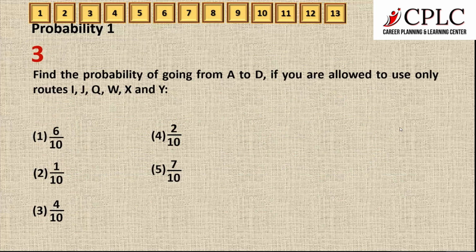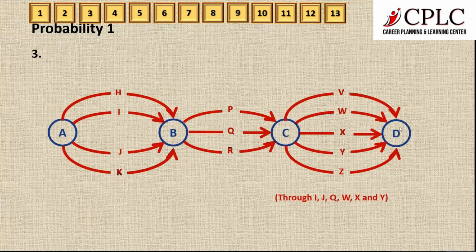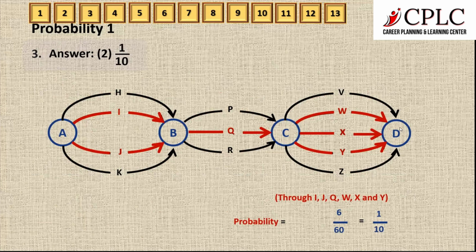Find the probability of going from A to D if you are allowed to use only routes I, J, Q, W, X, and Y. Now we just have to use I, J, Q, W, X, and Y. So let's focus on these routes only. So it will be IJ, that is 2, into Q, that is 1, into 3, that is W, X, and Y. So it is 6. 6 upon 60, which is 1 by 10. So 1 by 10 is the answer.